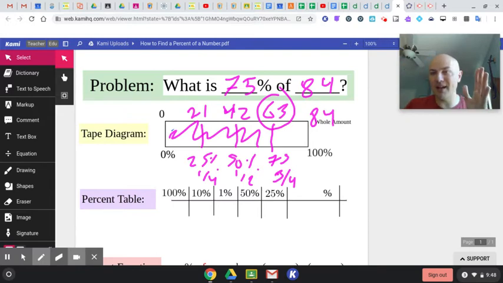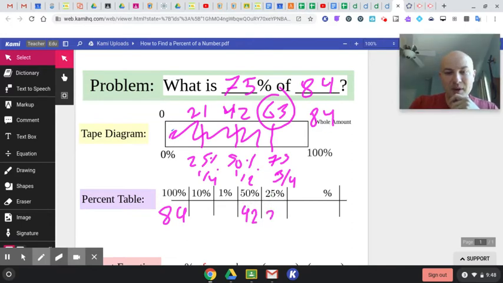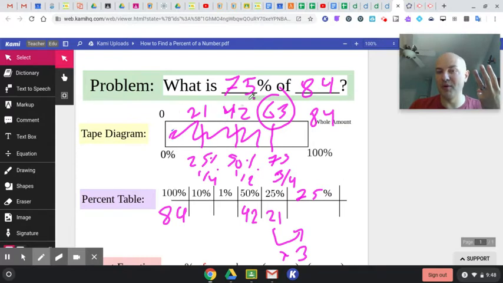So again, quick mental math. 84 is the total amount. We know 50% is half of that, which is 42. Half of 50% is 25%. That's going to be 21. Now to get 75%, we can do one of two things. We can do 21 to get to 75% right here. We can go times 3, right? Which is kind of what we did up here. 21, 42, 63.